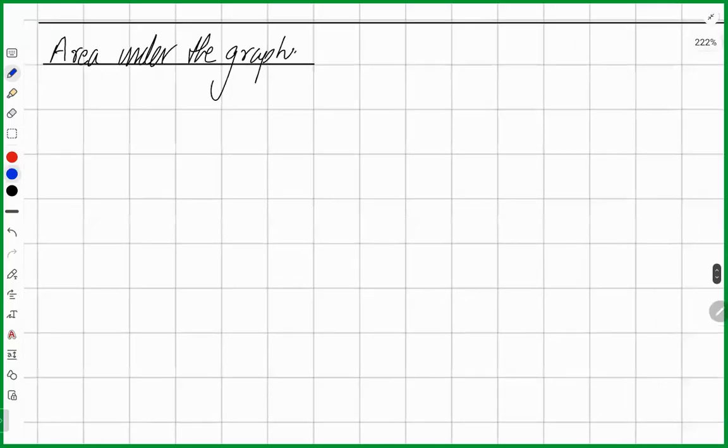Now, area under the graph, a very common phrase used in physics and maths. What is meant by this phrase? Let's see. Let me make a graph for you.